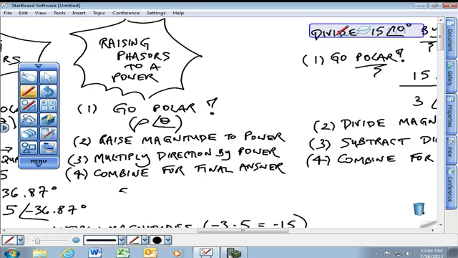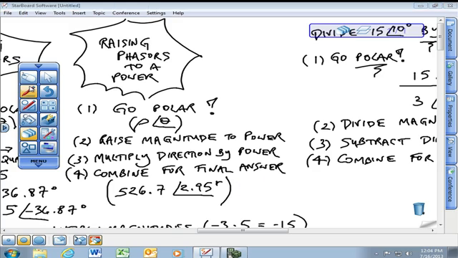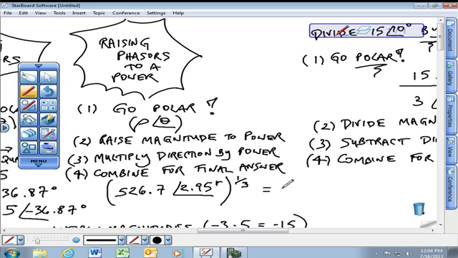All right, what if I gave you this? 526.7 angle 2.95. Do you remember what that cute little superscript r is? That's radians, right? And we want to take this phasor and we want to raise it to the 1/3 power. Basically, this is the same thing as what? I'm asking you to do what? Basically, I'm asking you to find the cube root. All right, that's what that means.